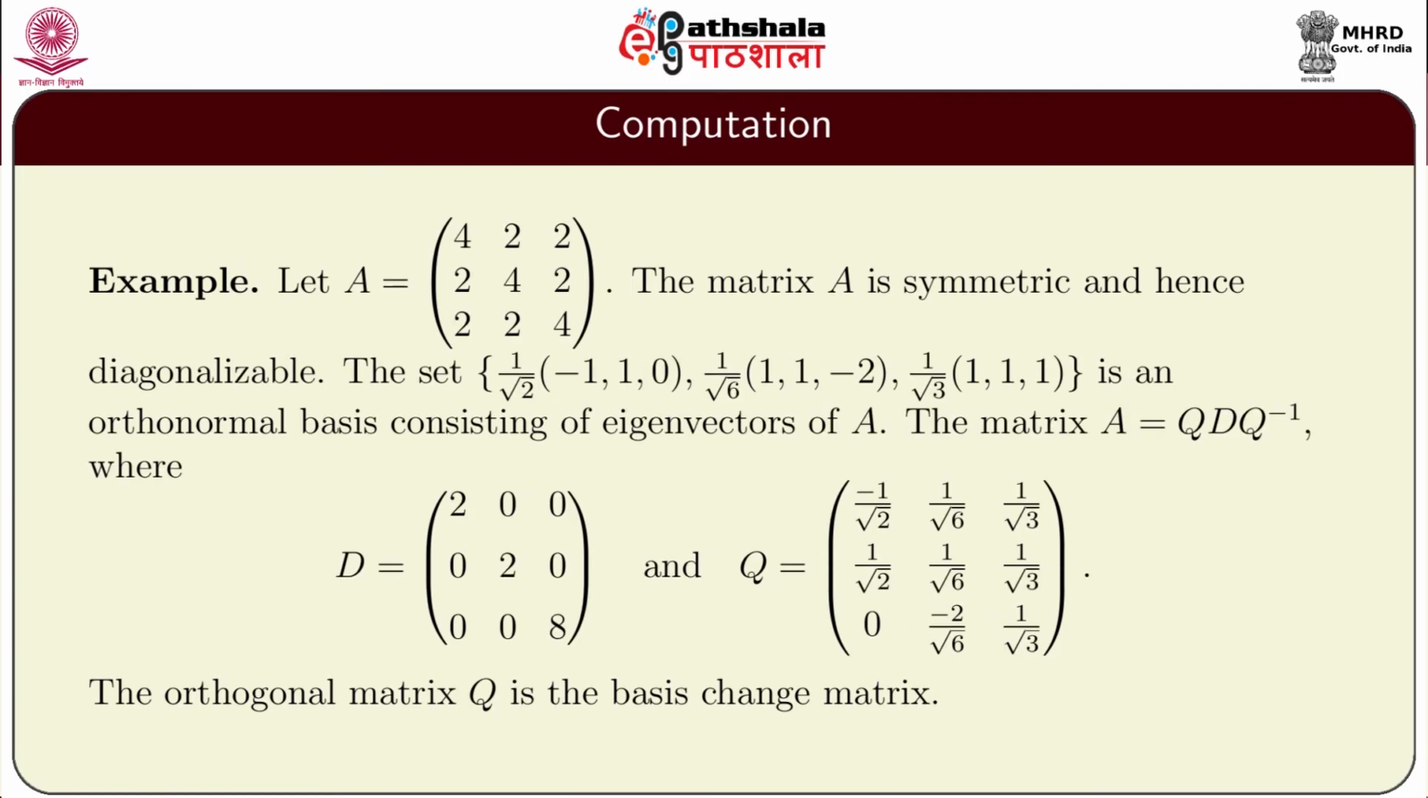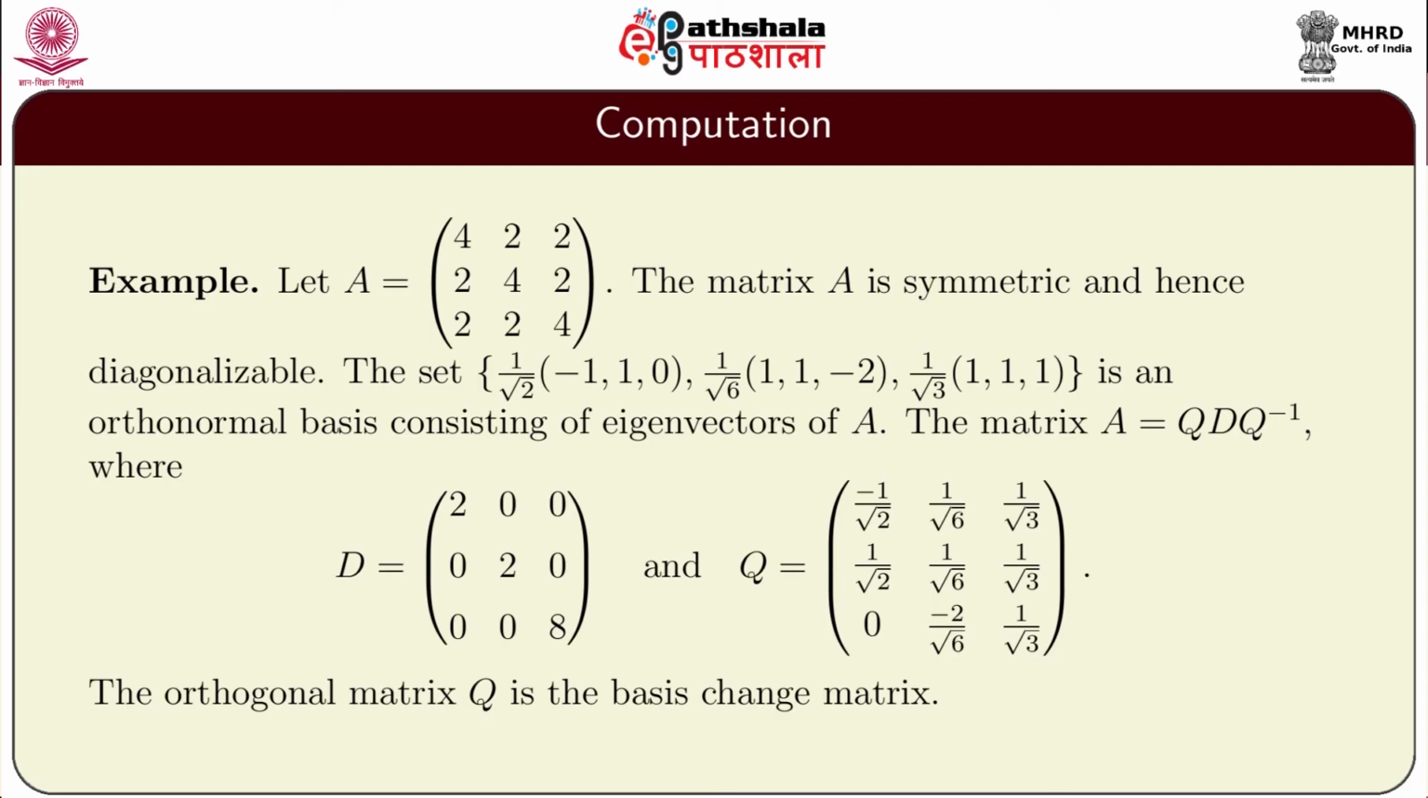The example, A is this real symmetric matrix whose first row is 4 2 2, second row is 2 4 2, and the third row is 2 2 4. The matrix A is symmetric and hence orthogonally diagonalizable. This set consisting of the vectors 1 over root 2 times minus 1 1 0, then 1 over root 6 times 1 1 minus 2, and 1 over root 3 times 1 1 1 is an orthonormal basis consisting of eigenvectors of A.